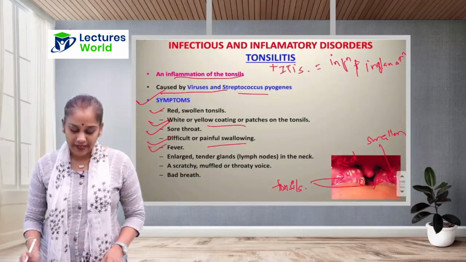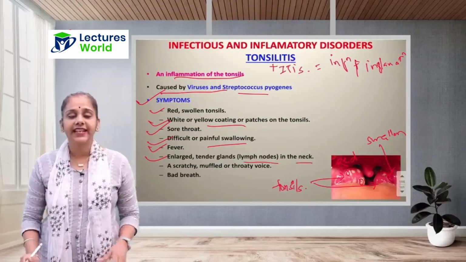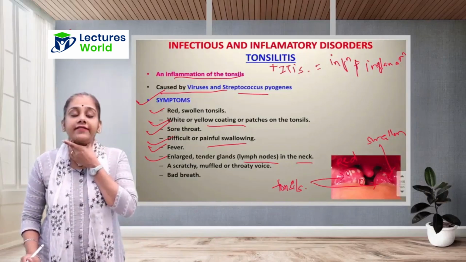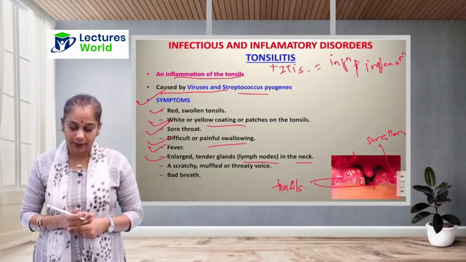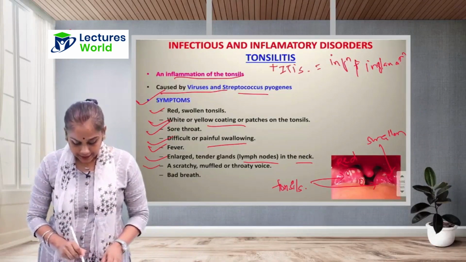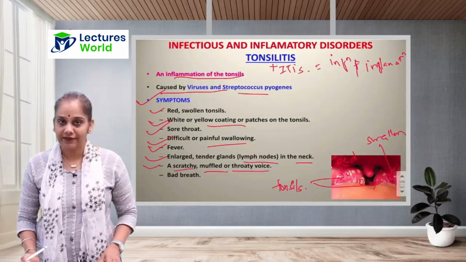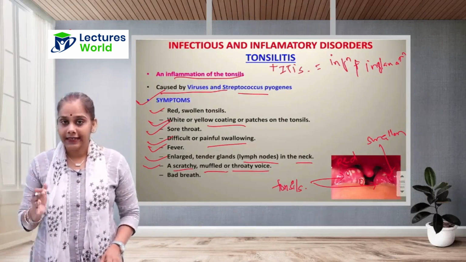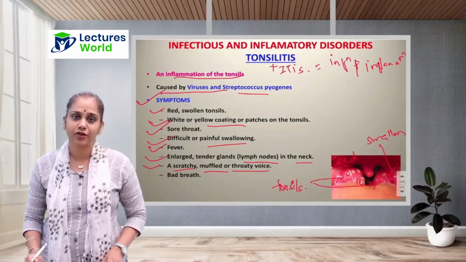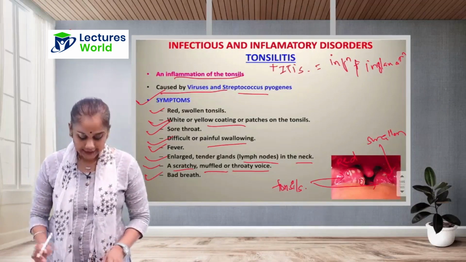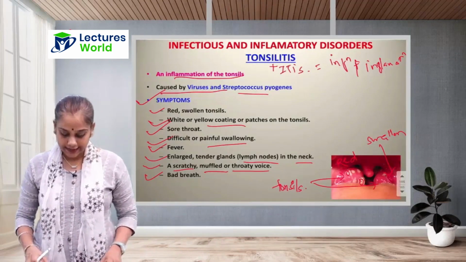Fever because of the infection. Enlarged and tender glands or lymph nodes in the neck. In the neck area there are lymph nodes, and on this side there is inflammation of the lymph nodes. Then a scratchy, muffled and throaty voice because of inflammation in the larynx or pharynx. Then bad breath. So these are the common symptoms of tonsillitis.